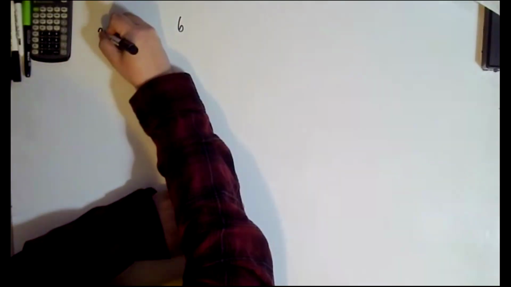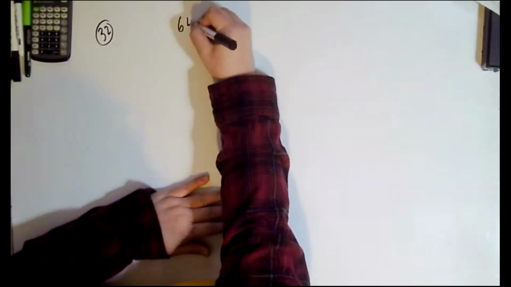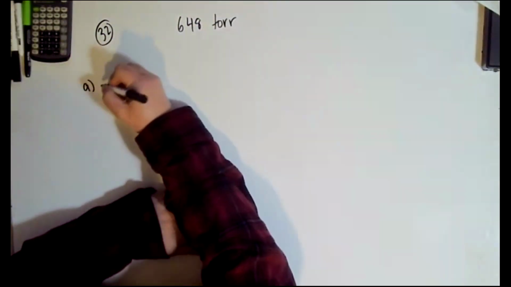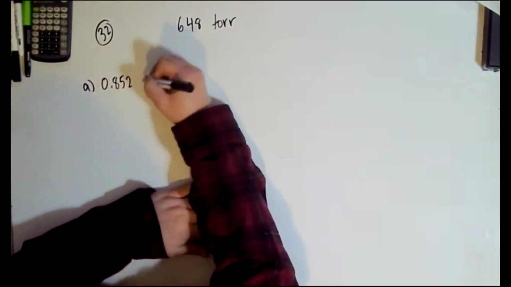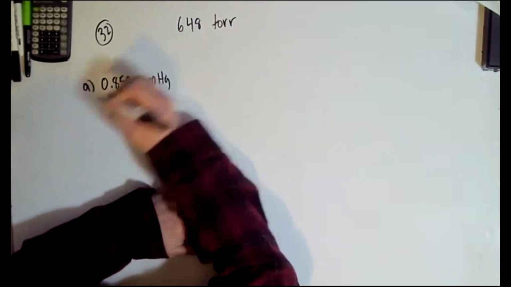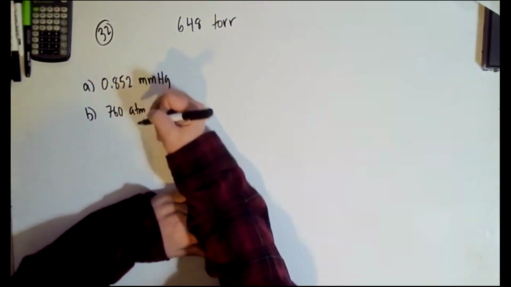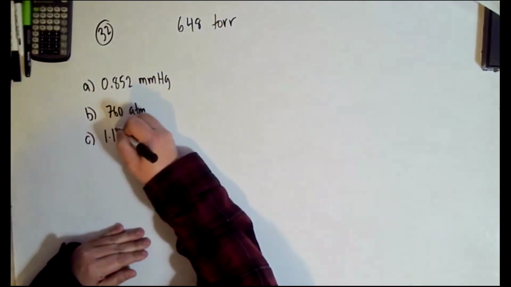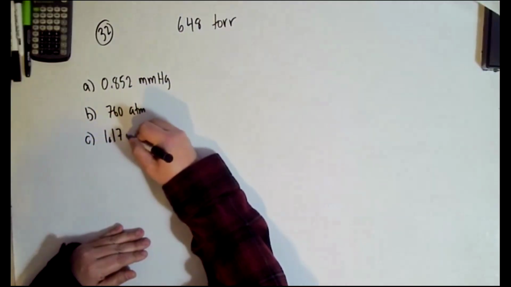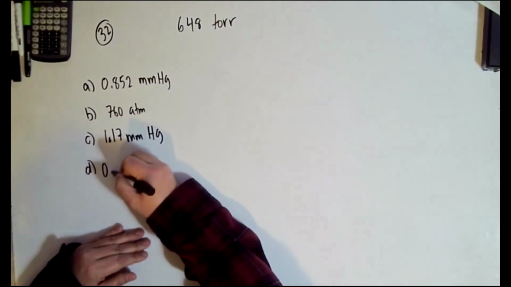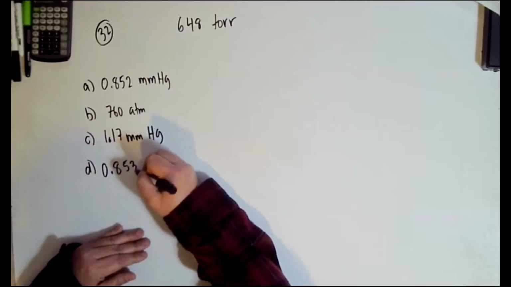All right, so let's try that one out. We'll write down the answer choices as well. So we're starting out, question number 32. We're starting out with 648 torr. And our answer choices are 0.852 millimeters of mercury, 760 ATM, 1.17 millimeters of mercury, 0.853 ATM.